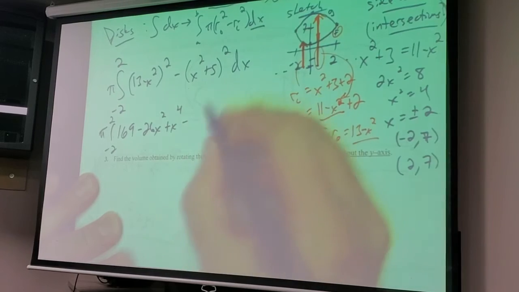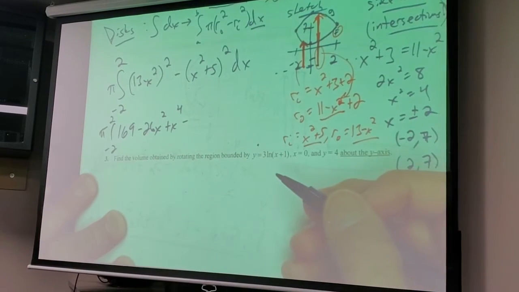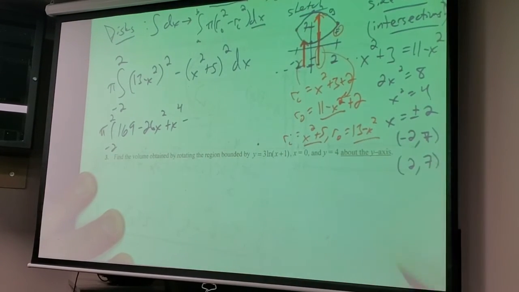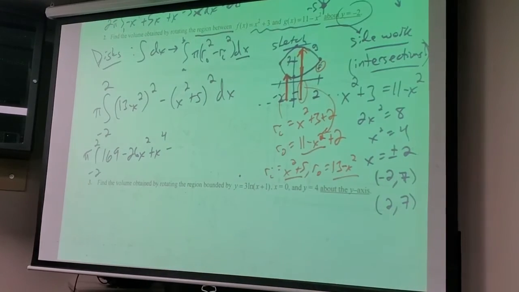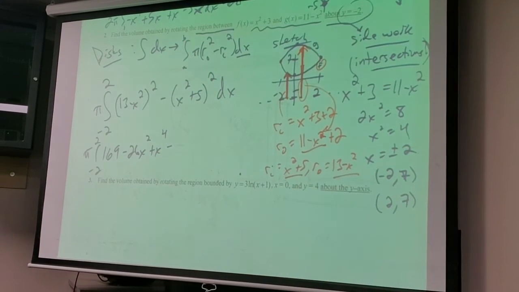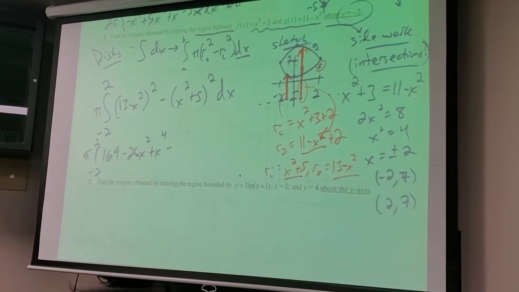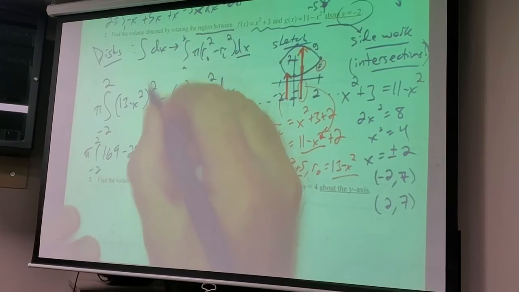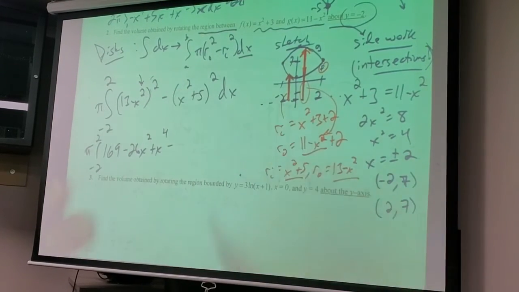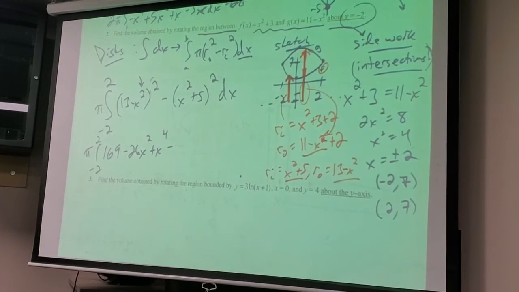Somebody already asked, why do we square? What do you have to do with the radii, of course? Because the whole idea of a disk is adding up areas, and areas of circles are pi r squared. I understand that one of the easiest mistakes to make is to forget this, especially if your brain goes, it's already squared. But no, it's not.